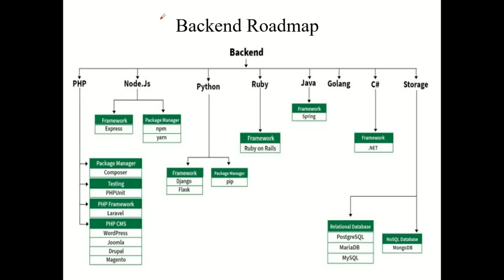Next, you learned about the front-end roadmap. Now we are going through the back-end roadmap. Very simple. When I'm talking about the backend, it will be completely programming languages only. Because I already told you, the backend does not directly interact with the user. It is indirectly that we can interact.